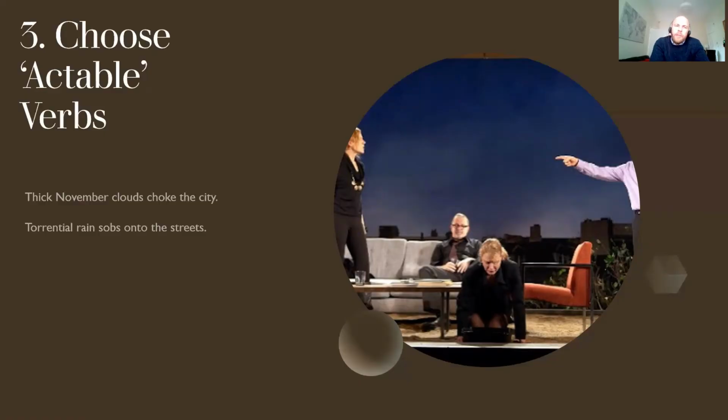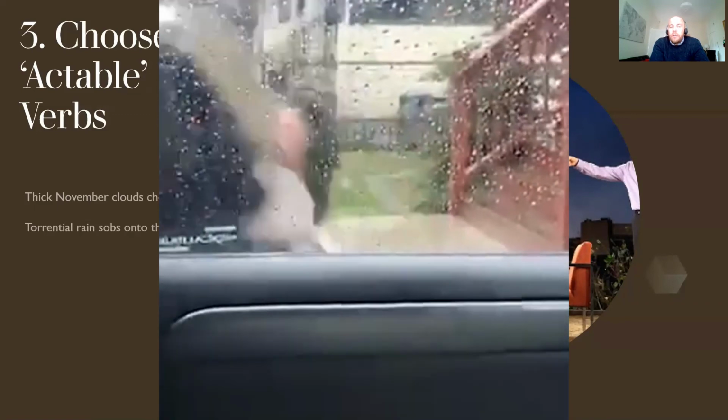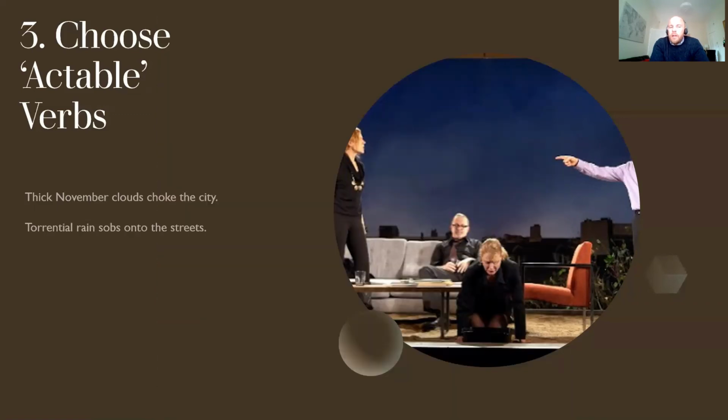So, yeah, actable verbs. It may help you to think of dynamic verbs like that. Torrential rain sobs onto the streets. This idea of sobbing, crying, so much more descriptive than saying it was very, very rainy. It's just not as strong. So think about verbs that can be acted. If they can be acted, that means they create an image. And if we create an image, that means we add more description to our writing. So actable verbs is that one.